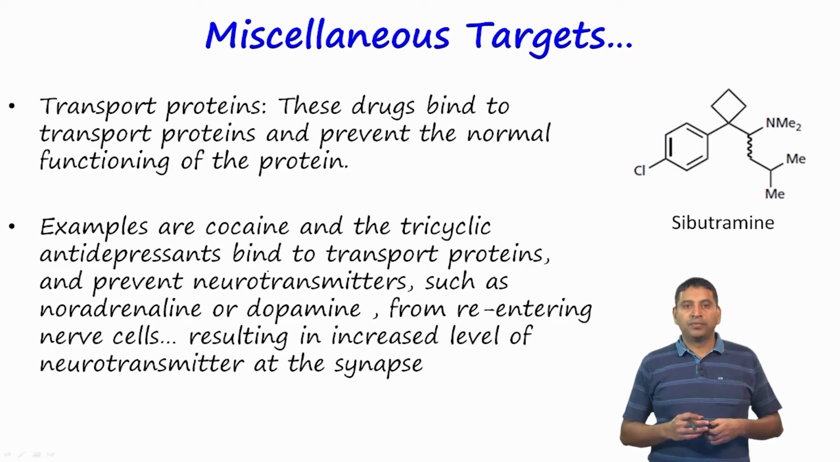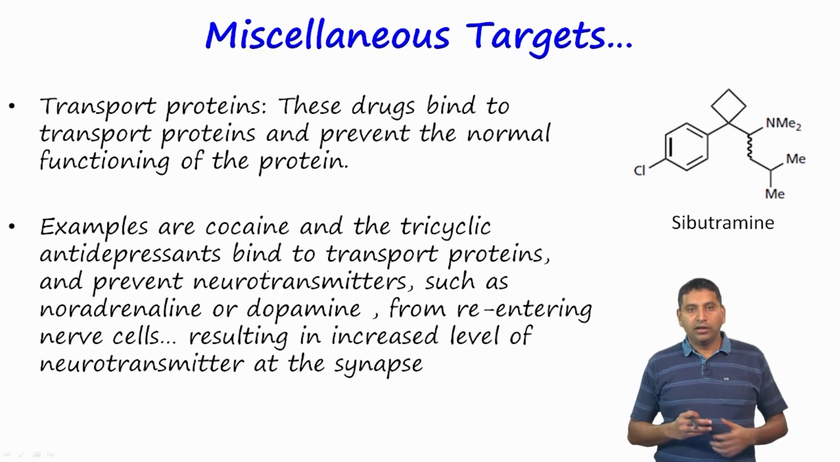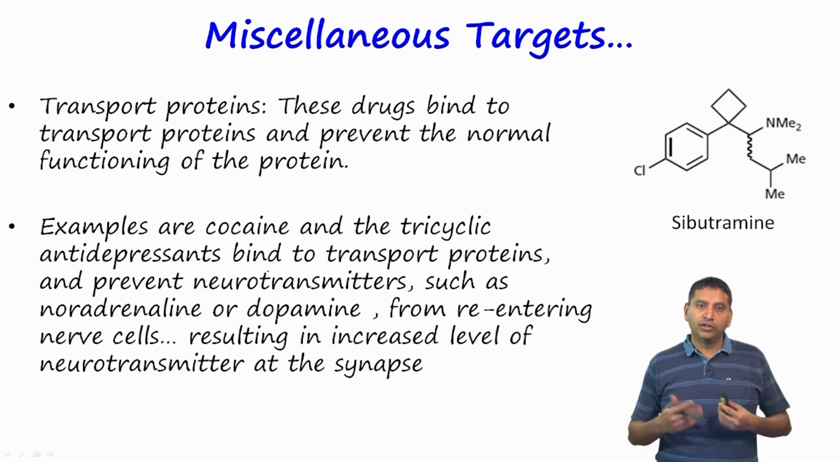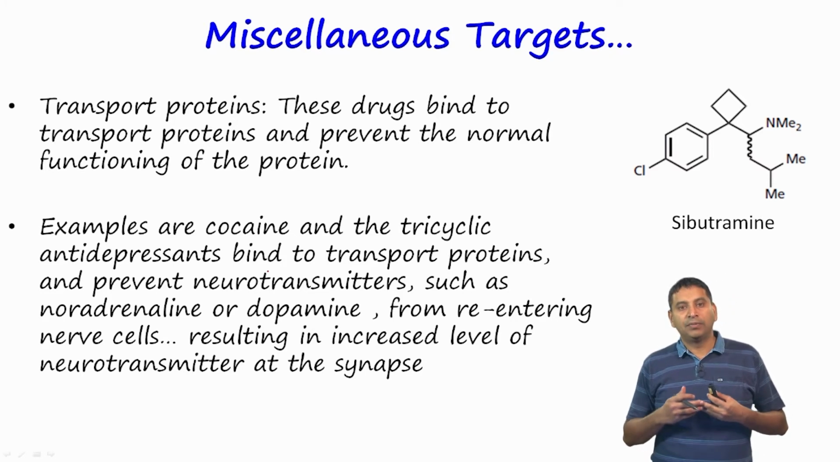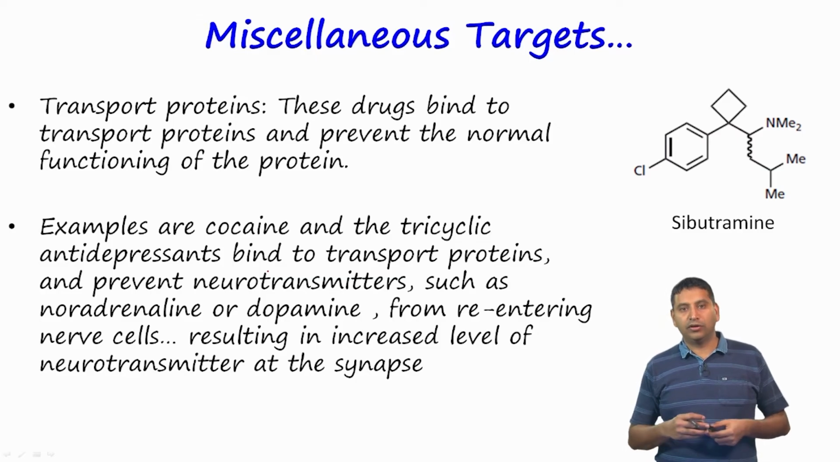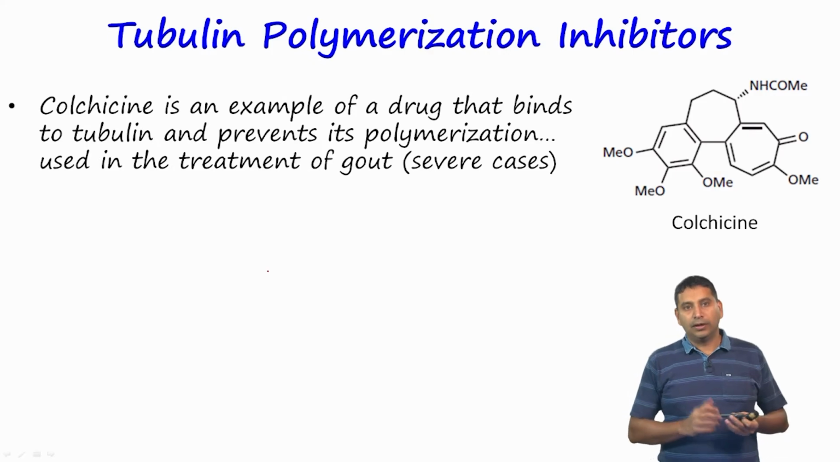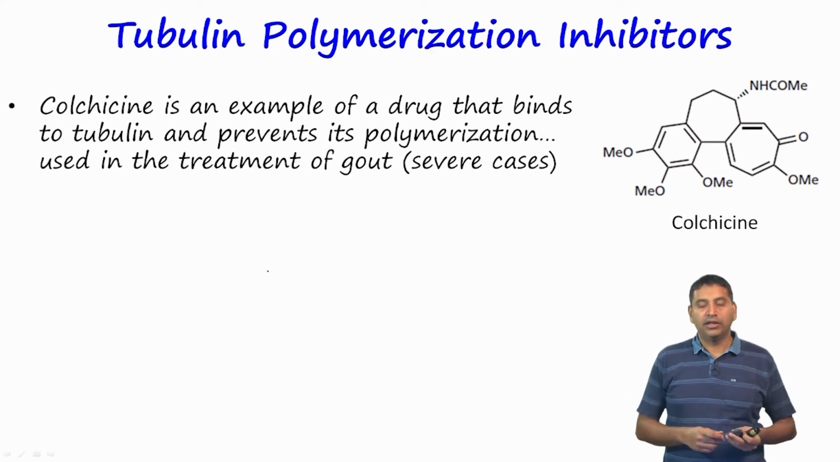and prevent the normal functioning of the protein. Some examples are cocaine and some tricyclic antidepressants, and these prevent neurotransmitters from getting back into the cell. Once it prevents this, because the neurotransmitter is present in the synaptic area, it results in increased level of neurotransmitter activity.